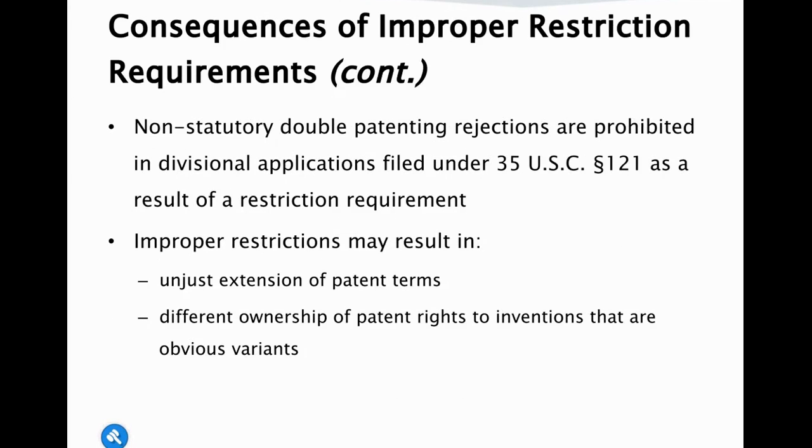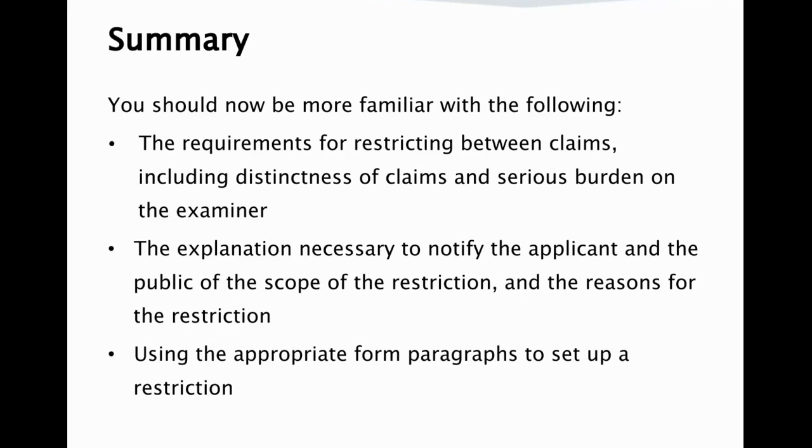An improper restriction may result in multiple applications claiming inventions that are obvious variations of each other. Once the restriction requirement has been made and divisional applications filed, non-statutory double patenting rejections cannot be made. You should now be more familiar with the criteria to be met before issuing restriction requirements and be able to explain the basis of the requirement in the office action using the appropriate form paragraphs.